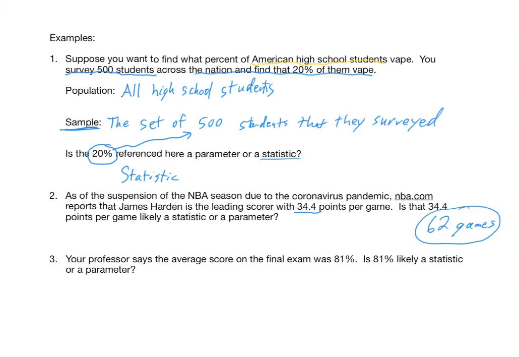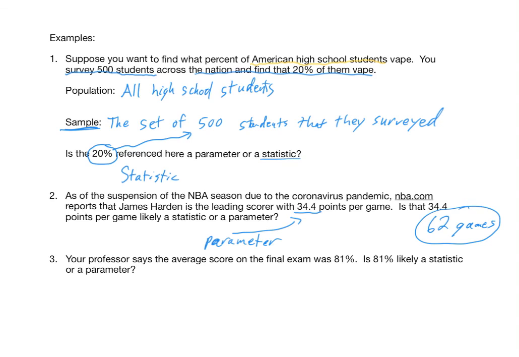The set of points that he scored in all 62 games suggests that this is a parameter because they didn't look at a subset of the population. They looked at the entire thing. In all his 62 games that he's played, James Harden on average scored 34.4 points per game. So this is most likely a parameter.